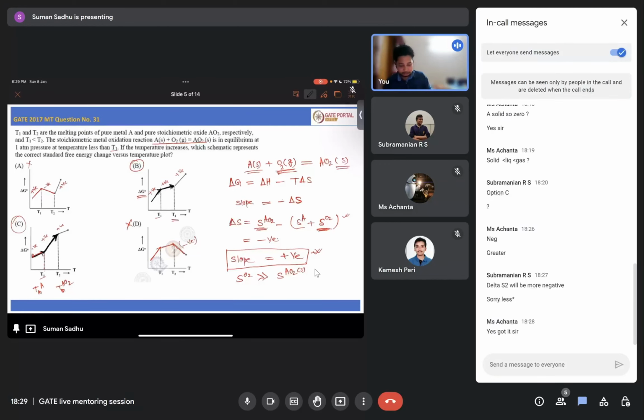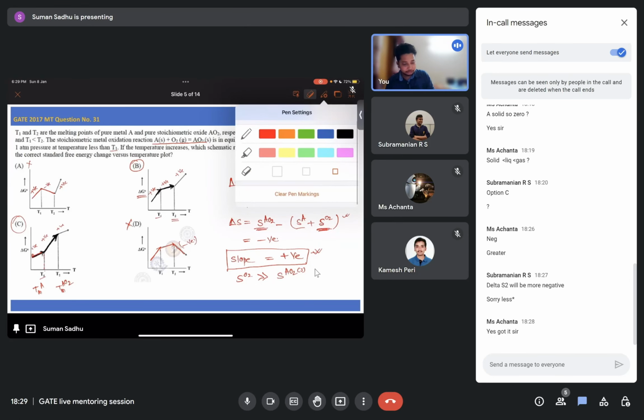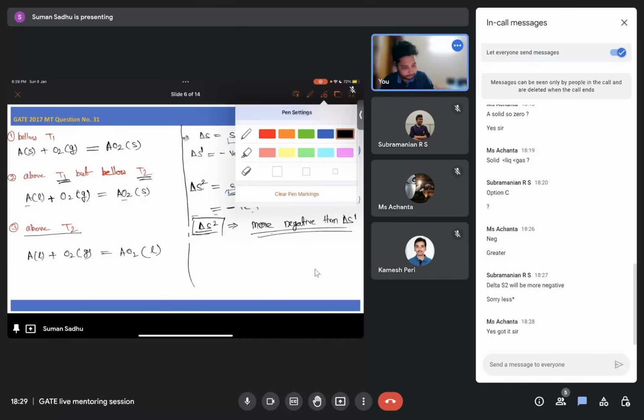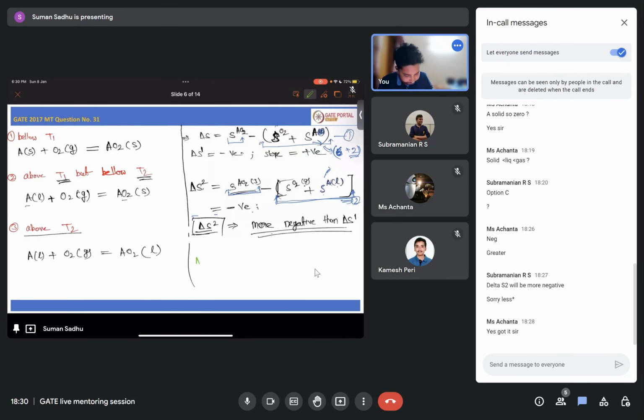And what will be in the third case, by the way? Maybe one option was almost similar to this, but in the first case it was like this, and then it shows steeper than this. Then you also have to see what the third case will be. So in the third case, delta S3 is S of AO2, and now it is transforming into liquid. Okay, so now also this value is changing.